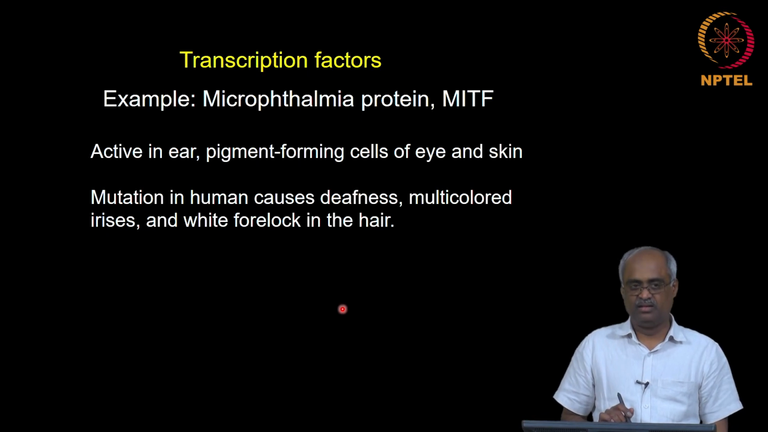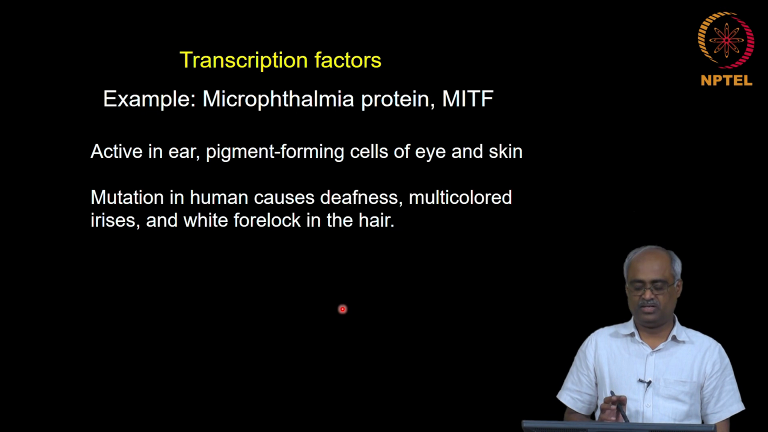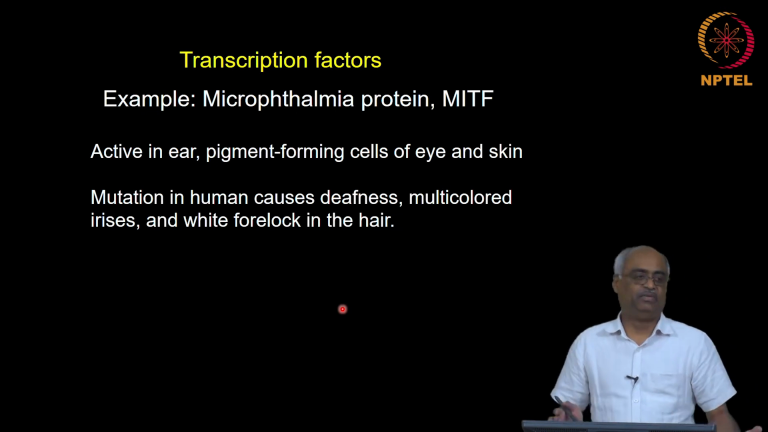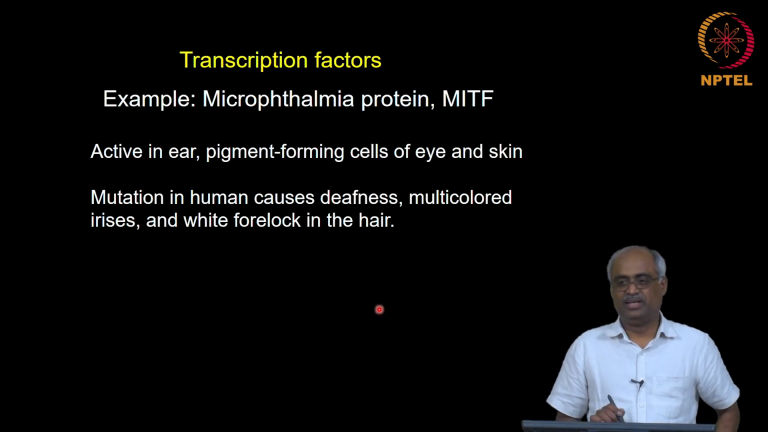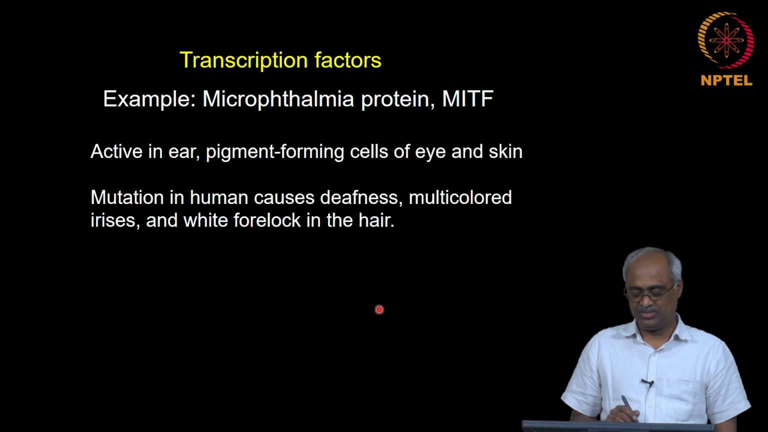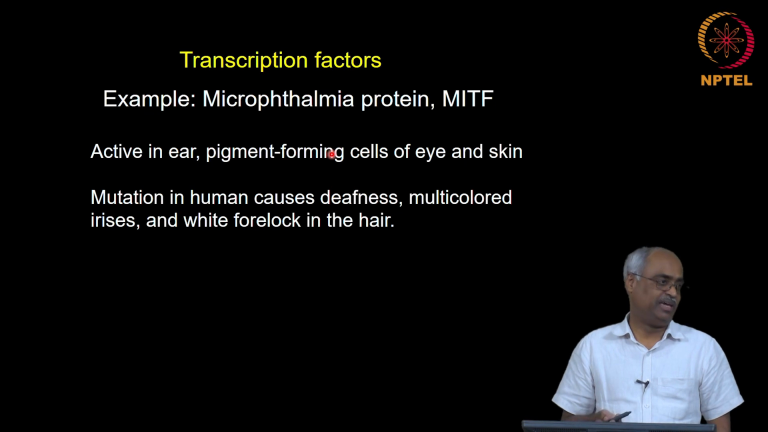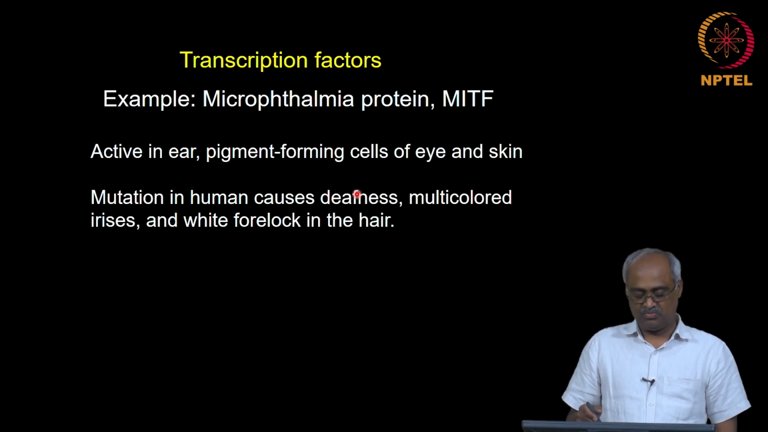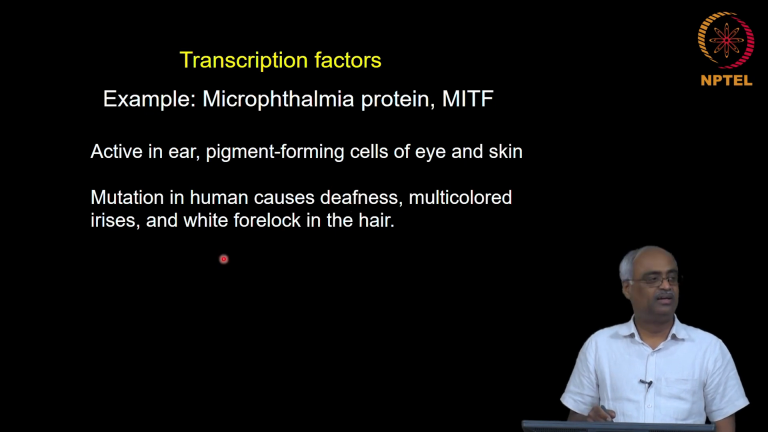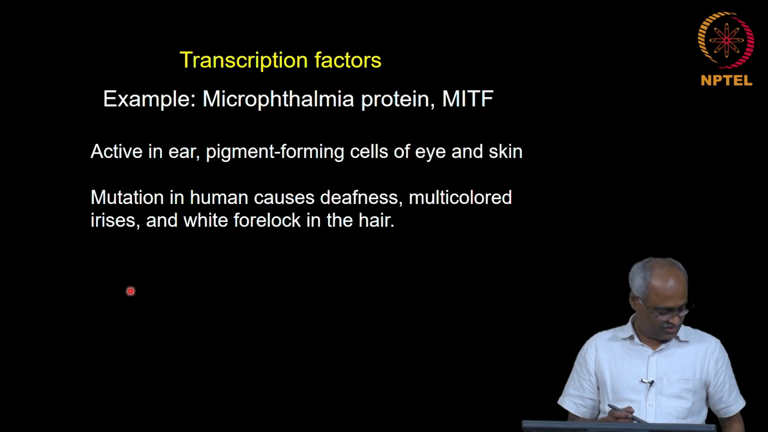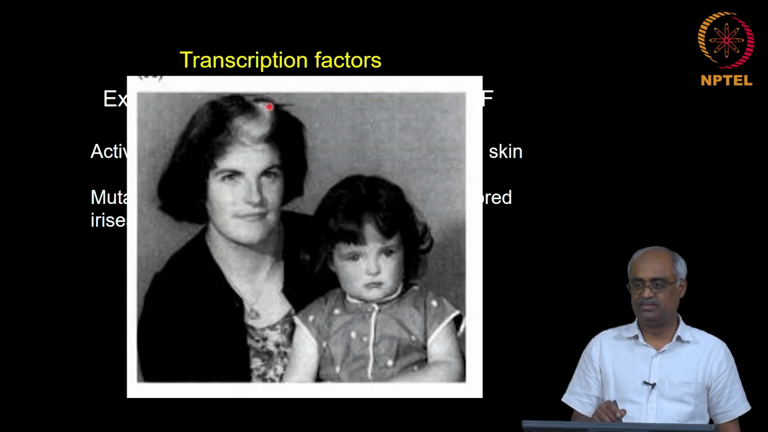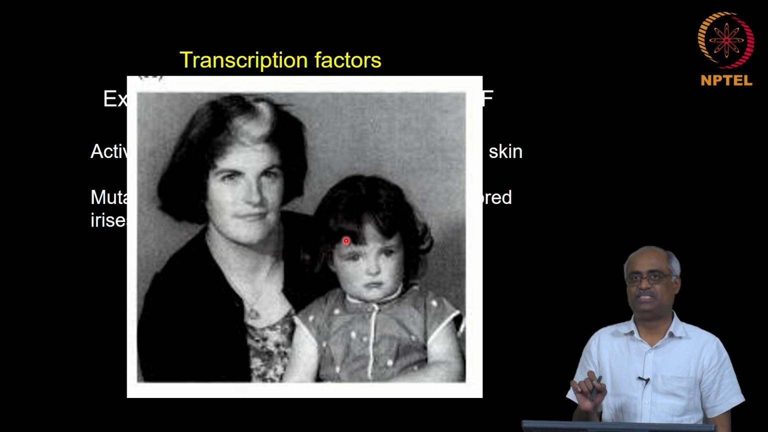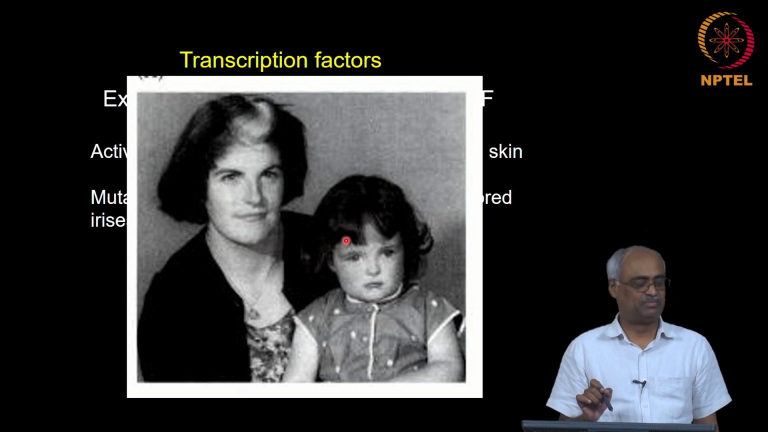Their effect is really dramatic, and therefore we are going to see a real example where the defect causes a disease, just to keep you motivated to listen to this. An example is MITF. This transcription factor is expressed in the ear, skin and pigment forming cells of the eye, like irises. And if you have a mutation, you will have problems hearing, multicolored irises and a white forelock, as you see in this picture. See, the mother has a white forelock and her daughter also has it, genetically inherited. So, these are very specific problems that you have when a specific transcription factor is missing.